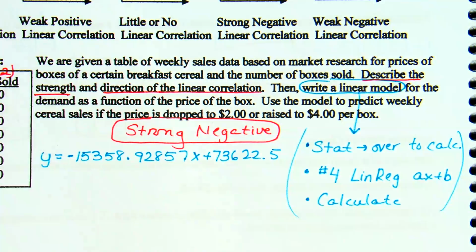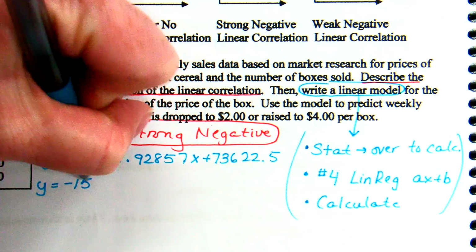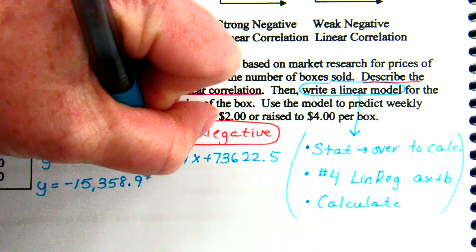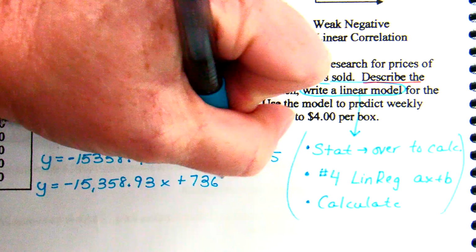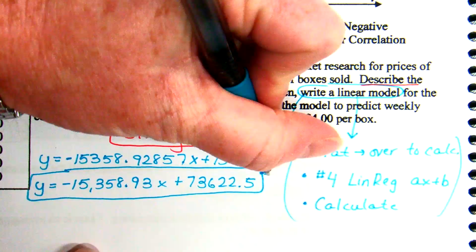Really, the intercept is already at 1 decimal place, so I really don't want to round that anymore. The slope, you could maybe round to 1 or 2 decimal places, but that's about the most I would do. So for this equation, I would list it as negative 15,358.93x plus 73,622.5. And that is your linear model.